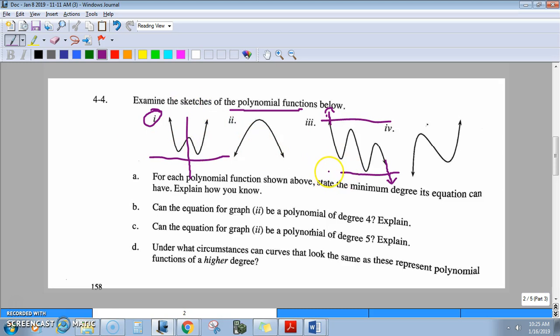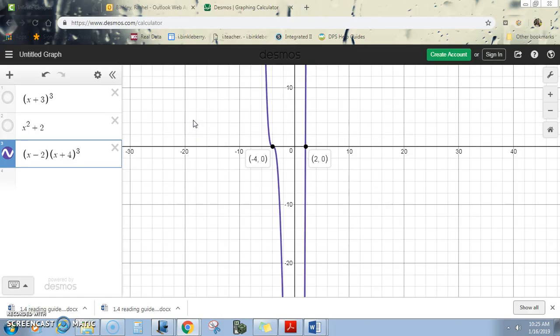Question C, can 2 be a polynomial of degree 5? No, 2 cannot be a polynomial of degree 5 because it has to be an even degree, because they're both pointing the same way. They're both going the same direction. And it says, can the equation of graph 2 be a polynomial of degree 4? Yeah, it could be a polynomial of degree 4 that has just 2 zeros, so 2 things being squared. What would that look like?